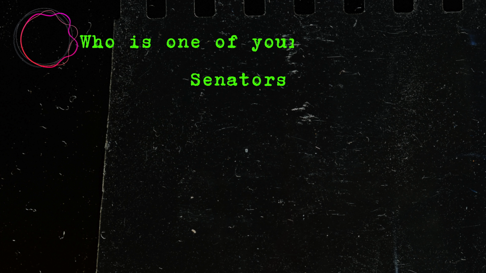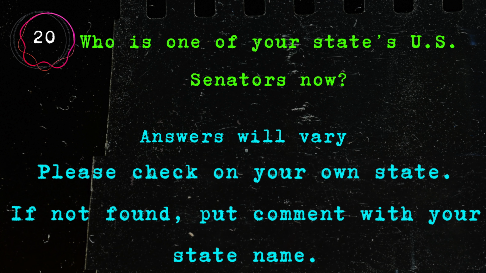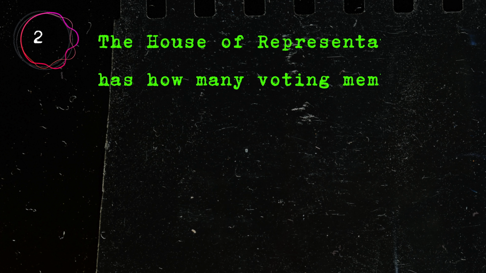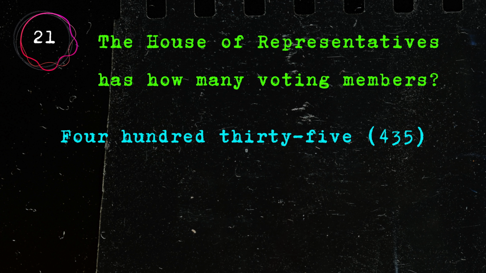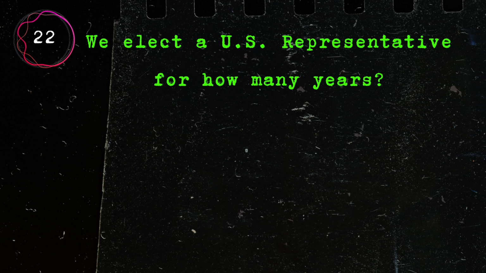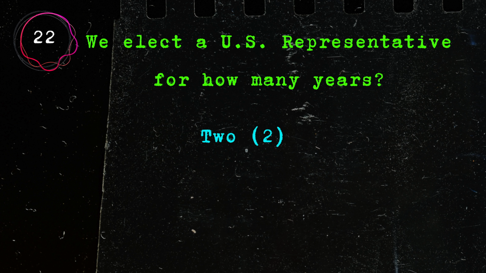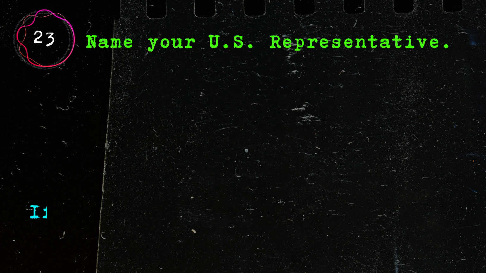6. Who is one of your state's U.S. senators now? Answers will vary. The House of Representatives has how many voting members? 435. We elect a U.S. representative for how many years? 2. Name your U.S. representative.